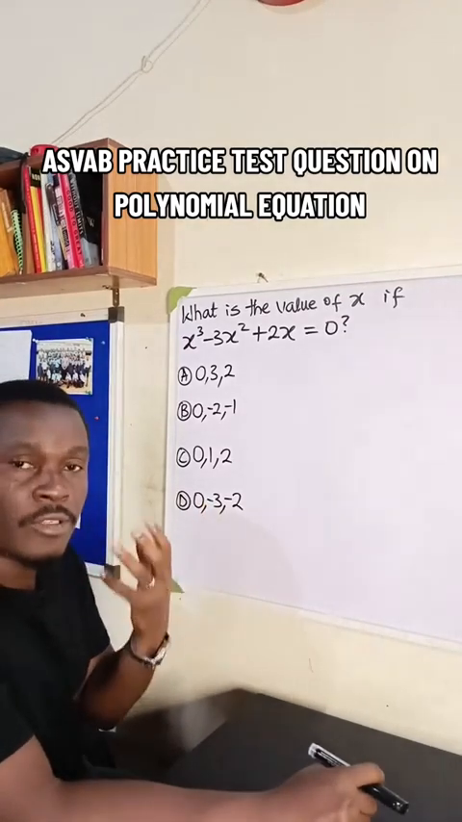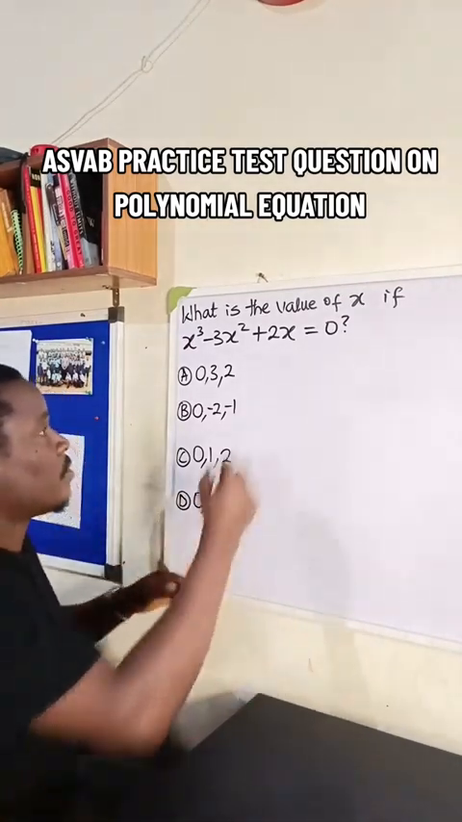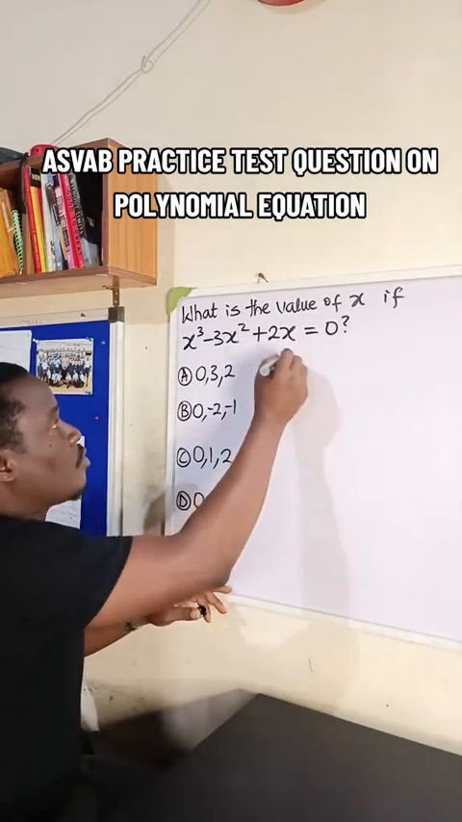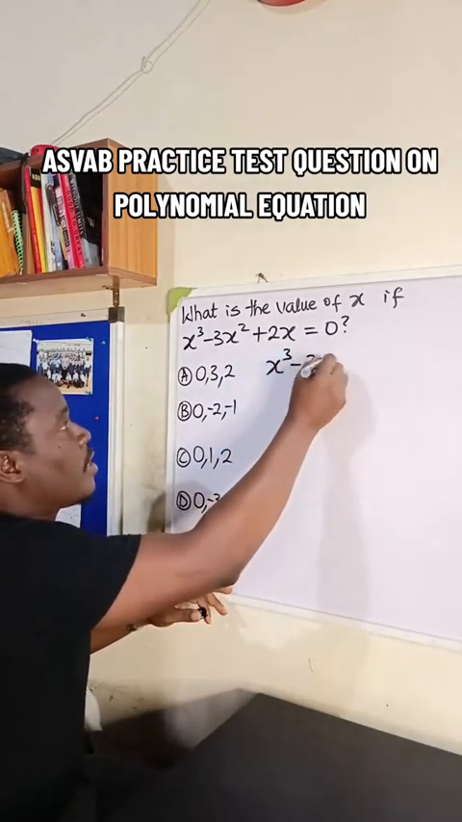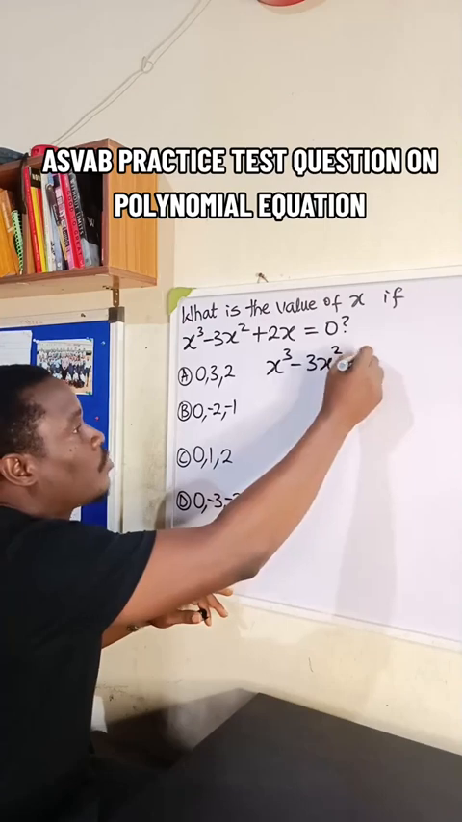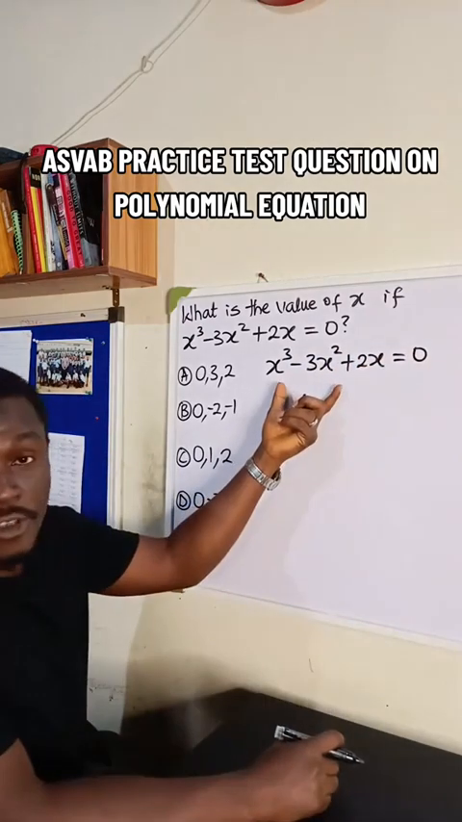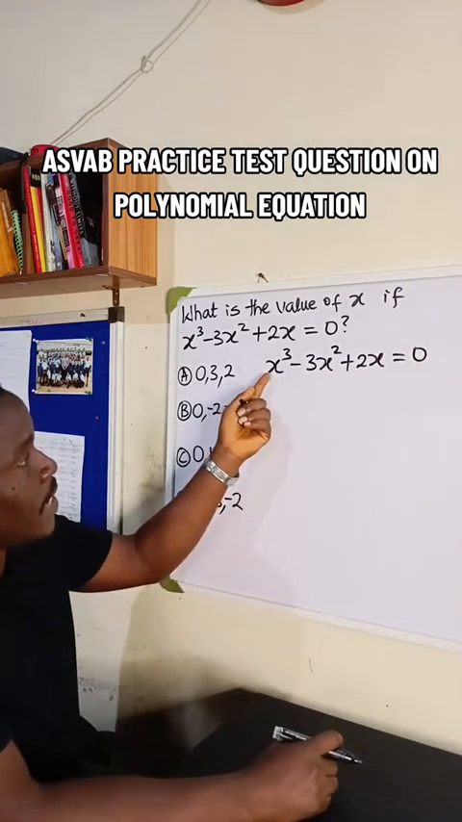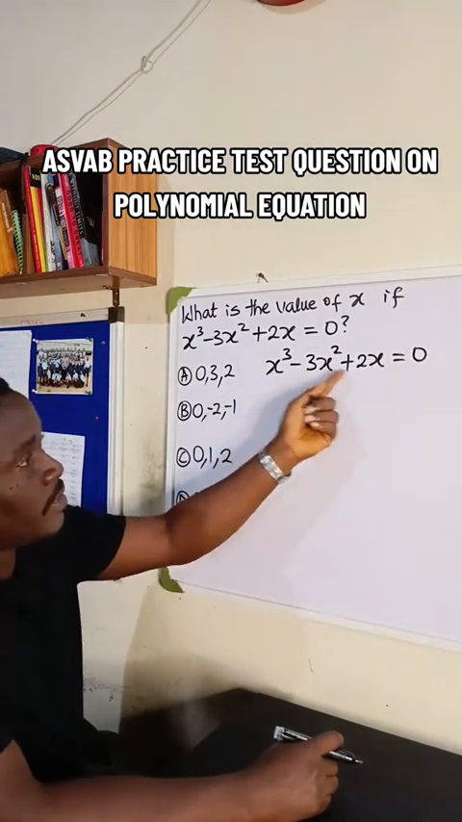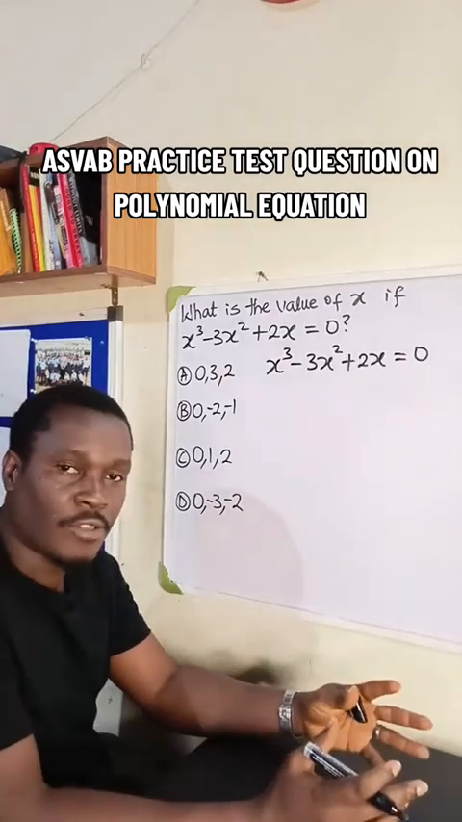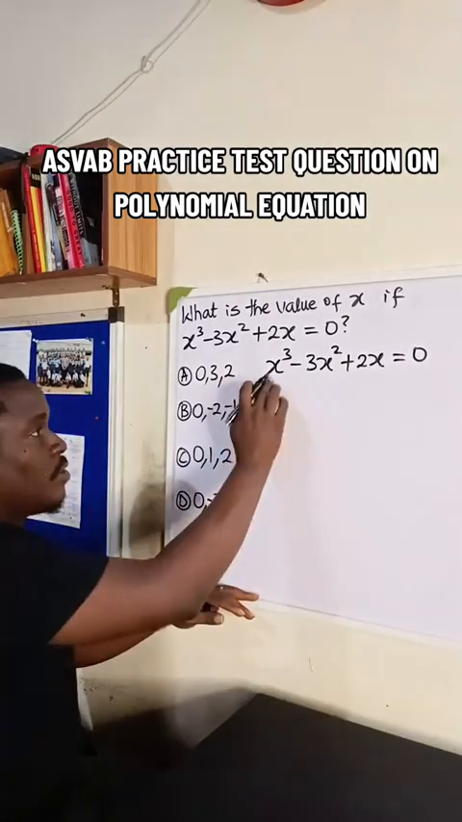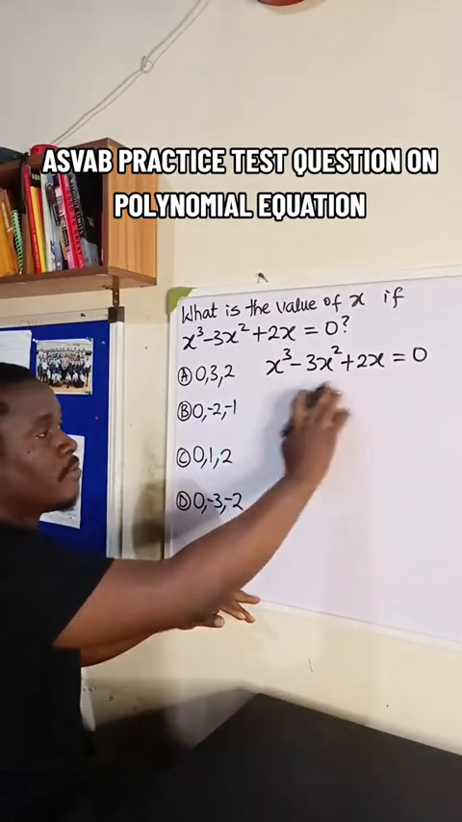So how do we go about solving it? Let's do it together. X to the third power minus 3x squared plus 2x is equal to 0. So we're going to focus on the left side. We can see that x is common between these 3 terms. So we can simply factorize x. So if we bring x out, x is common.